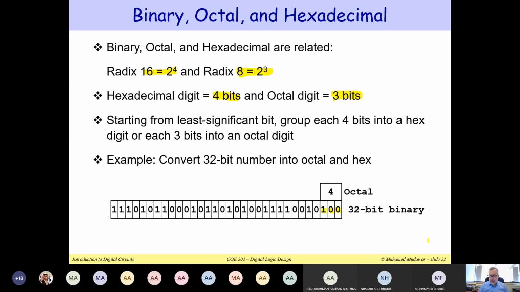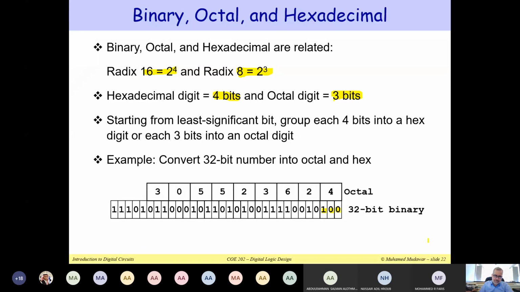Next, we have 010. It will be what? 2. Yes. 110 is 6. 101 is 5. 011 is 3. No mistakes, please. 010 is 2. 101 is 5. 101 again, another 5. 000 is 0. 011 is 3.